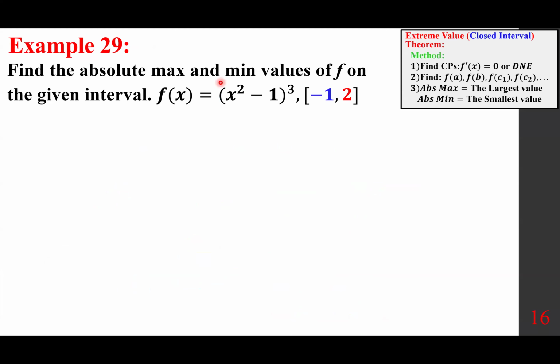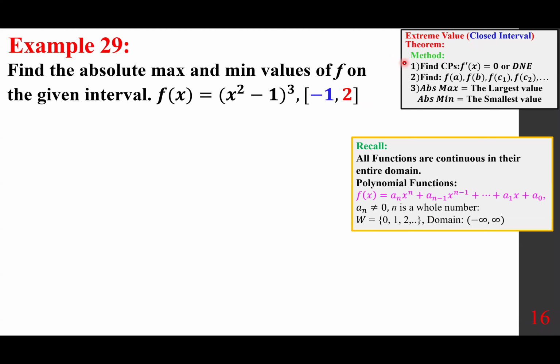Find the absolute maximum and minimum value of the function f of x equals x squared minus 1 to the power of 3 in the closed interval of -1 to 2. So what about the extreme value or closed interval theorem? First of all, recall all polynomials are continuous in their entire domain. Polynomials, more specifically, that are in the form of a sub n x to the power of n all the way to a sub 0, and a sub n can't be 0, n is a whole number, they are continuous from negative to positive infinity.